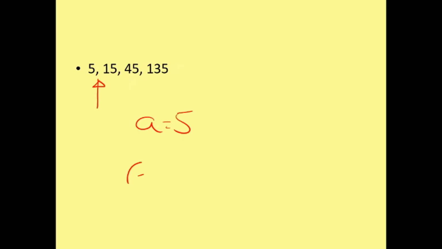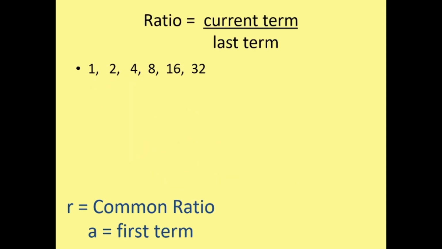And my ratio, again, I've got different ways of working out. You can just look and know it's 3, but let's do it properly. I can either do 15 divided by 5, or I can do 135 divided by 45. Each one is 3. Right? And as you said, this one here, let's do one more. A is 1. My ratio is 4 divided by 2, or really 2 divided by 1. So my ratio is 2.